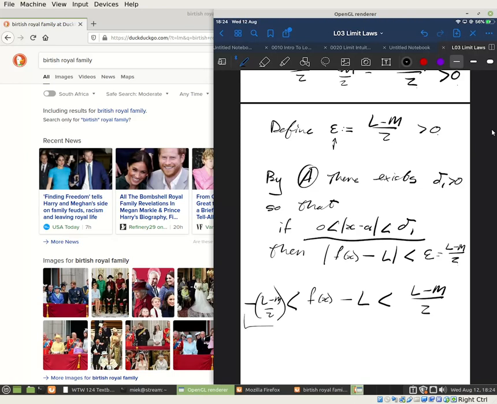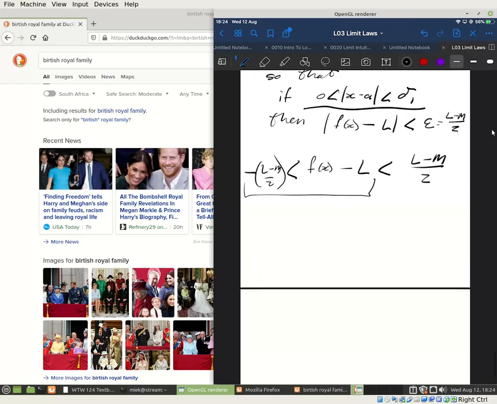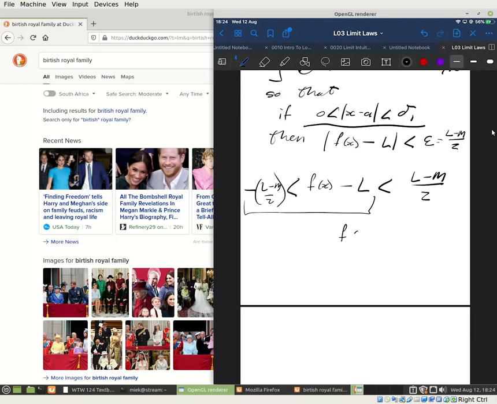Let's take this part and let's take the L across, so that we get f of x is bigger than, what will it be? L, let's put 2L over 2, minus L minus m all over 2. That plus should be a minus. So this becomes L plus m over 2.